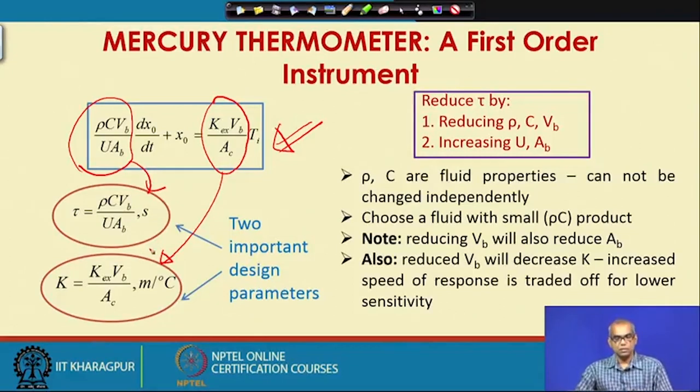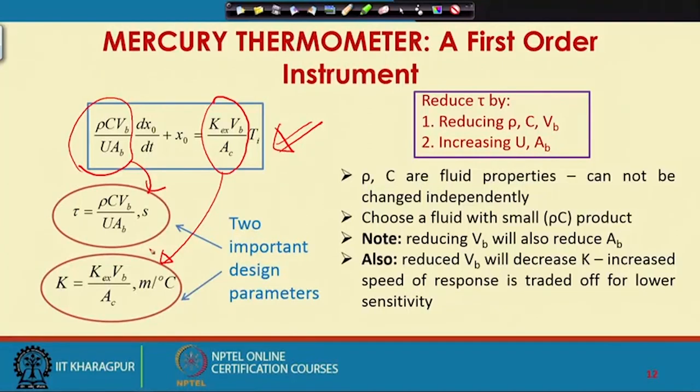You want the mercury thermometer to have a low time constant, because if the instrument's time constant is low, the speed of response will be high. Imagine that at one time constant you will get 63.2% of the final response. So, smaller the time constant value, faster is the response, larger is the time constant value, slower or sluggish is the response. So, you want my thermometer to have a low time constant.